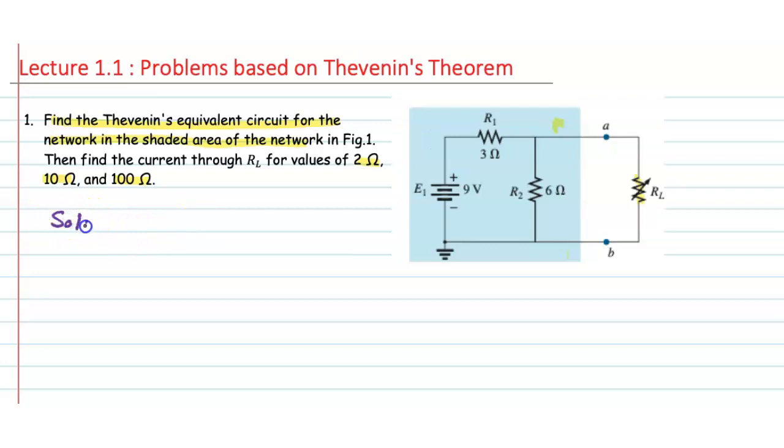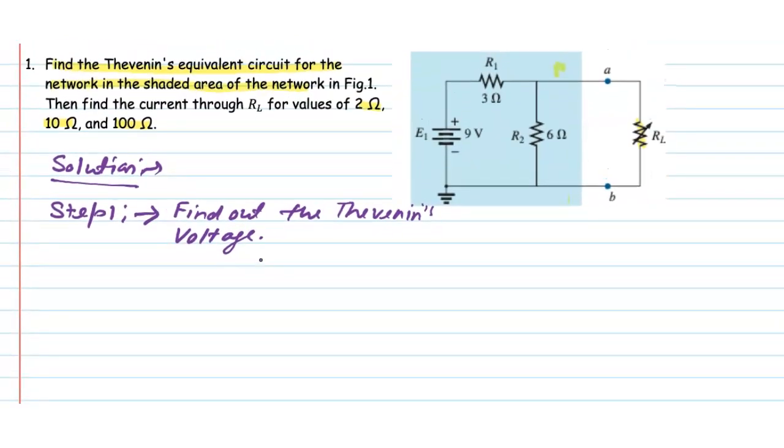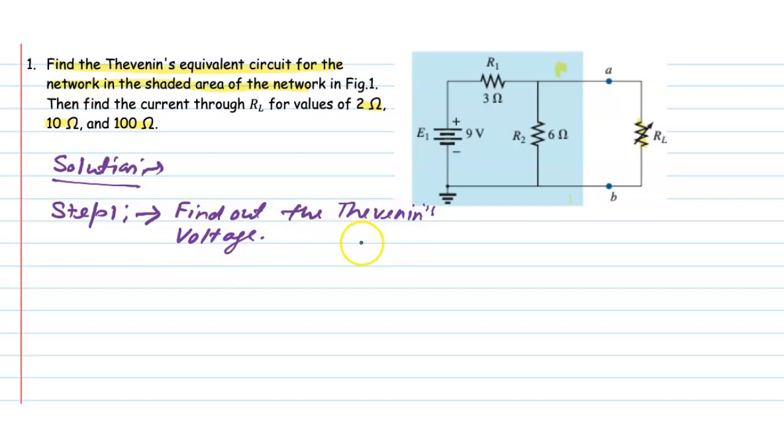Solution. Step number 1. First, find out the Thevenin voltage for this shaded area. And what is the Thevenin voltage? You know, in the previous lecture, it is nothing but the open circuit voltage when the load is removed from the circuit.